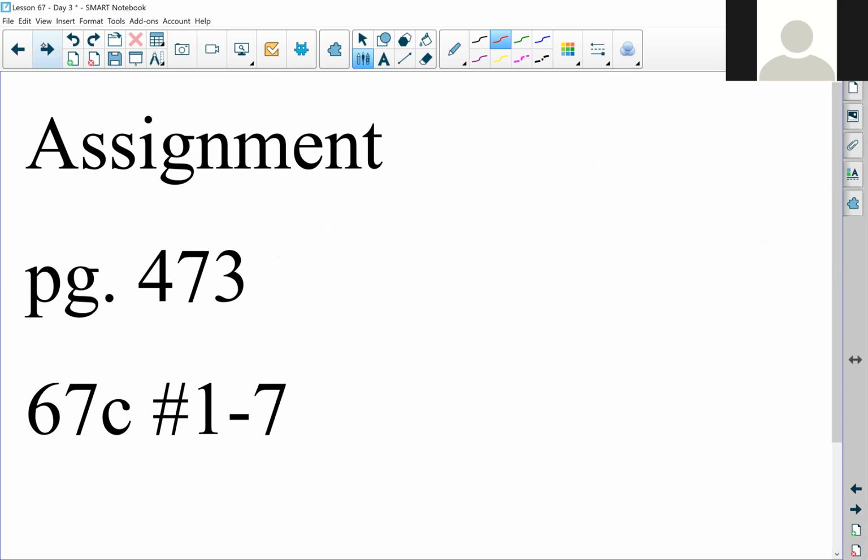So 7 application problems for your homework. And then we'll move on to exponential functions starting tomorrow. Graphing tomorrow as well, so keep that in mind.